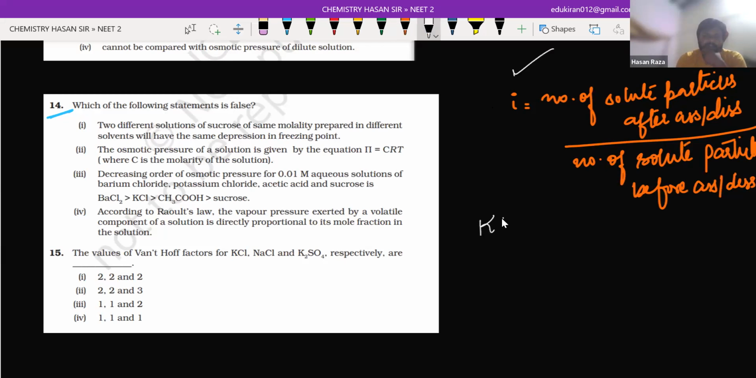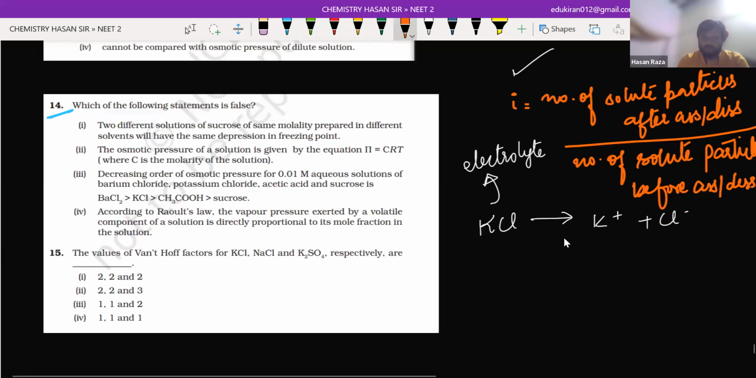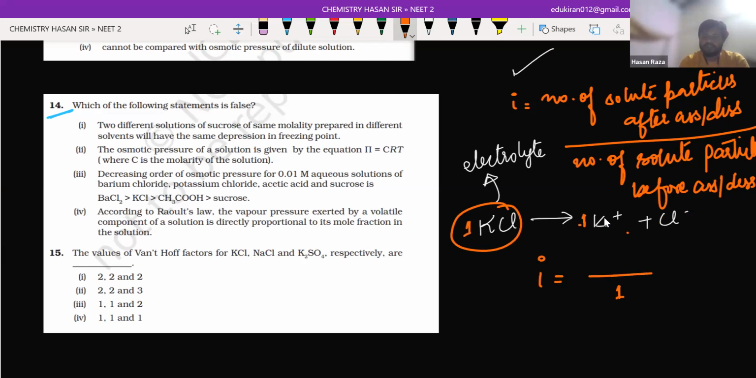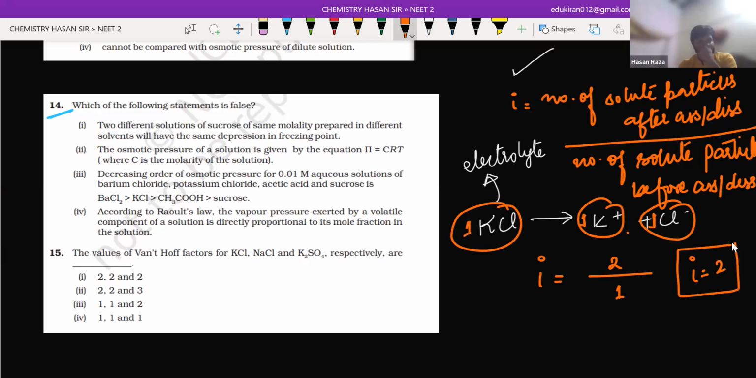Let's say there is a solute which is KCl, and you know KCl is an ionic compound and it is an electrolyte. So it will be dissociated into ions K plus and Cl minus. Since it is dissociated, one molecule gives you two particles, so it is called dissociation. Before dissociation it is only one, so the value of i before dissociation is one, and after dissociation you can see 1 plus 1, that is equal to 2. So the value of i for KCl will be 2. Are you getting my point? Yes or no?